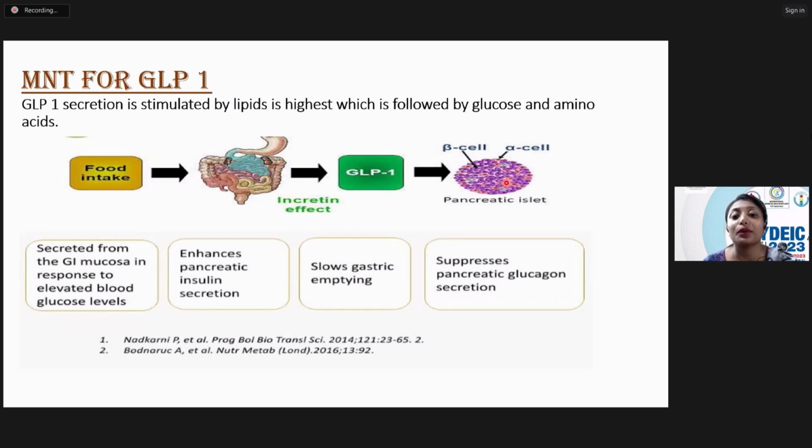Now, in that scenario, automatically the GLP secretion is reduced. We have to keep in mind that it's not only carbohydrate which promotes GLP; lipids also play a very vital role. So while designing the diet pattern, if a good amount of fat is added, then that will make sure that GLP release is there, which will trigger the pancreatic cells and maintain the glucose homeostasis.